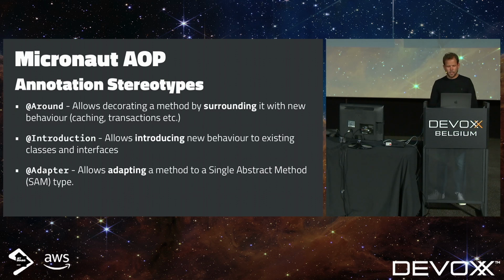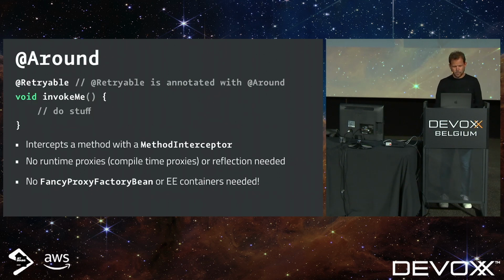Introduction advice is interesting, which is about introducing new behavior to something that is abstract or not implemented yet. And we'll look at a use case of where that's used. And then we also have adapter, which allows you to adapt a method into another interface. So these are all fundamental building blocks of the way the framework works. Around is the most typical one, and the most well understood and common.